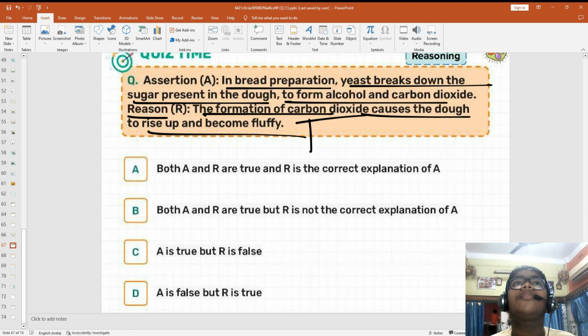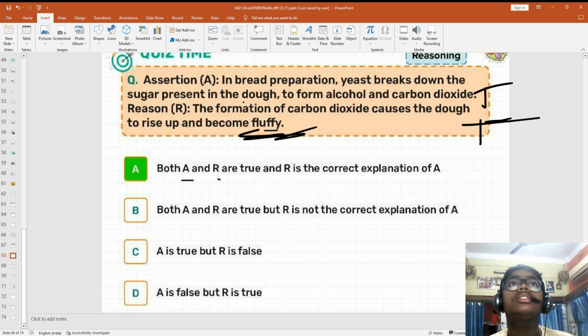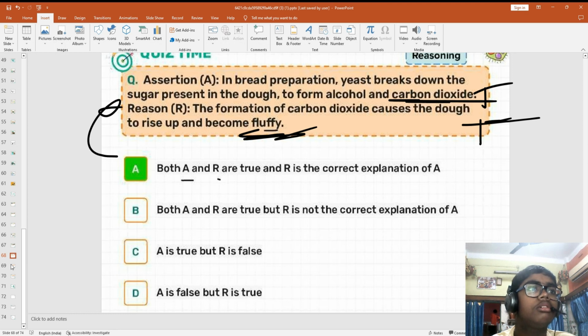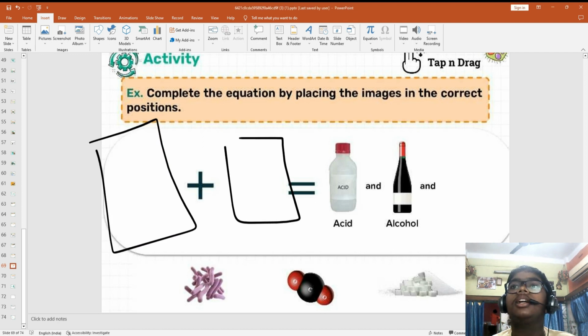Yeast breaks down the sugar present in the dough to form alcohol. This is true, I have already told you. I have given you the notes. What I write on the board, just check it. This is very important. So both are true. Now why does it become fluffy? Because the carbon dioxide is produced. So this is the correct reason too. Now tell me what plus what will be there.